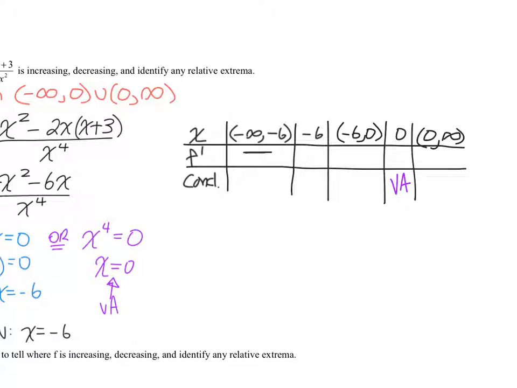So again, the factored form of this is -x times x plus 6. Depending on what type of number I plug in, for example, if I plug in a -1, on the outside I'm going to get a positive number, right? On the inside, it's going to be a positive number, right? So positive times positive, we're looking at a positive value.